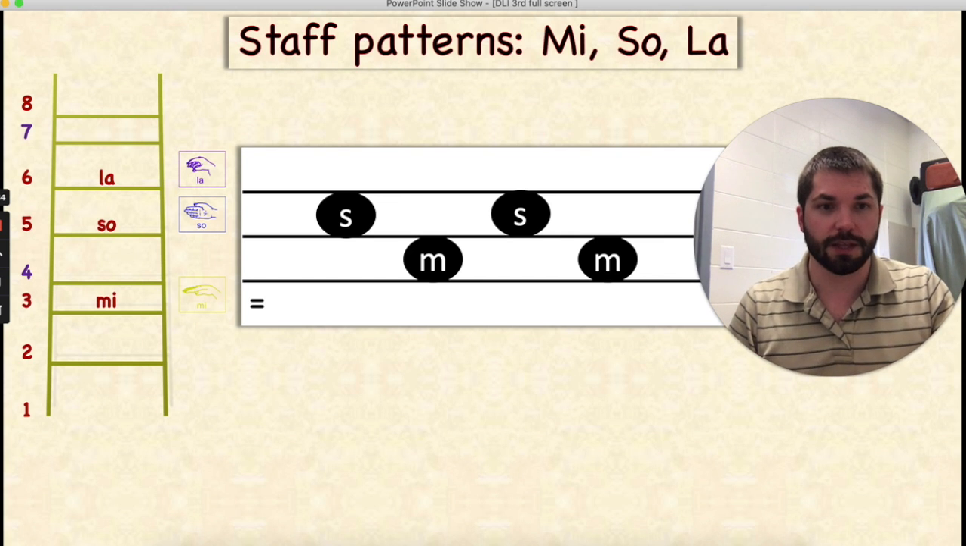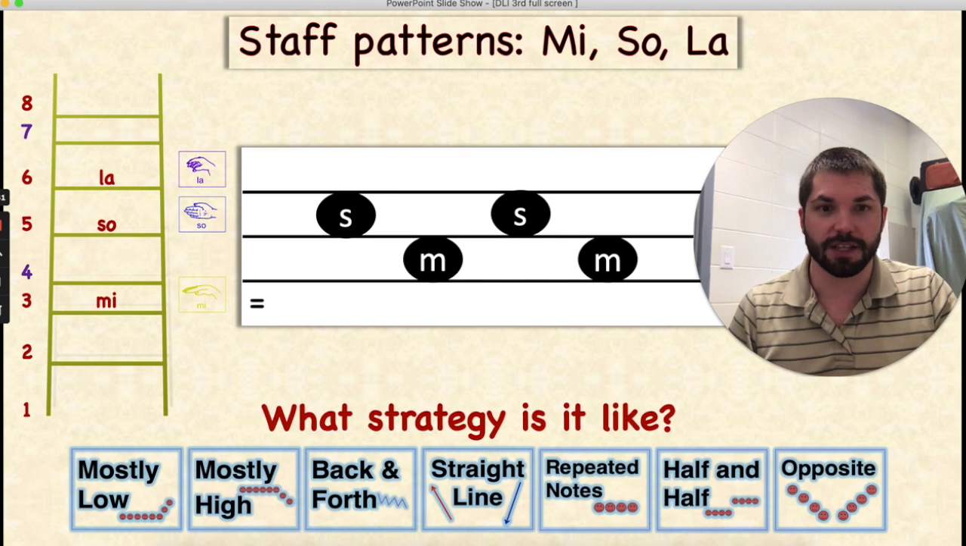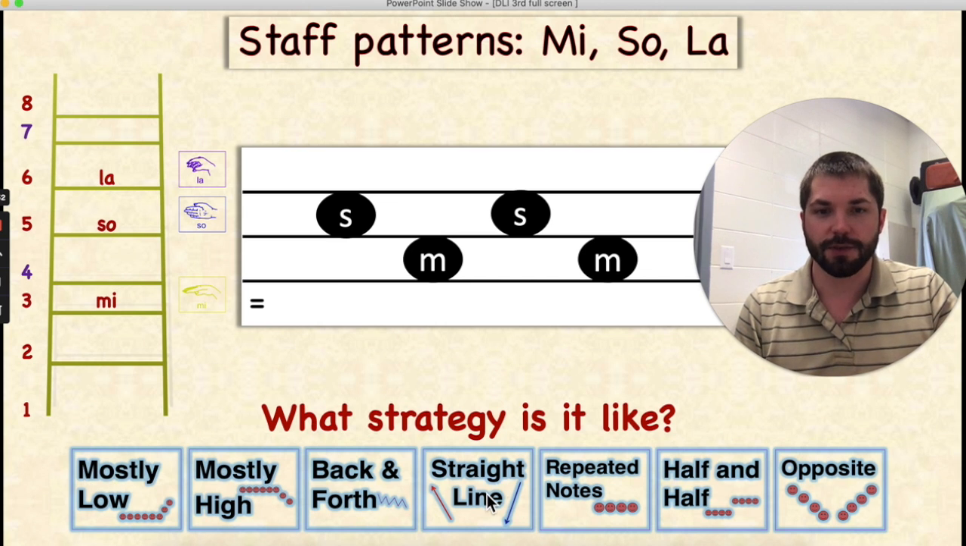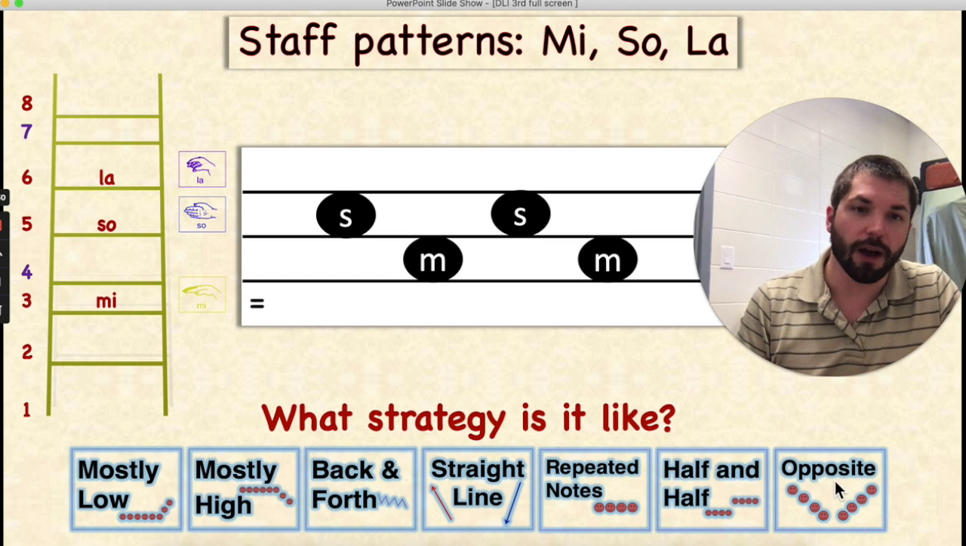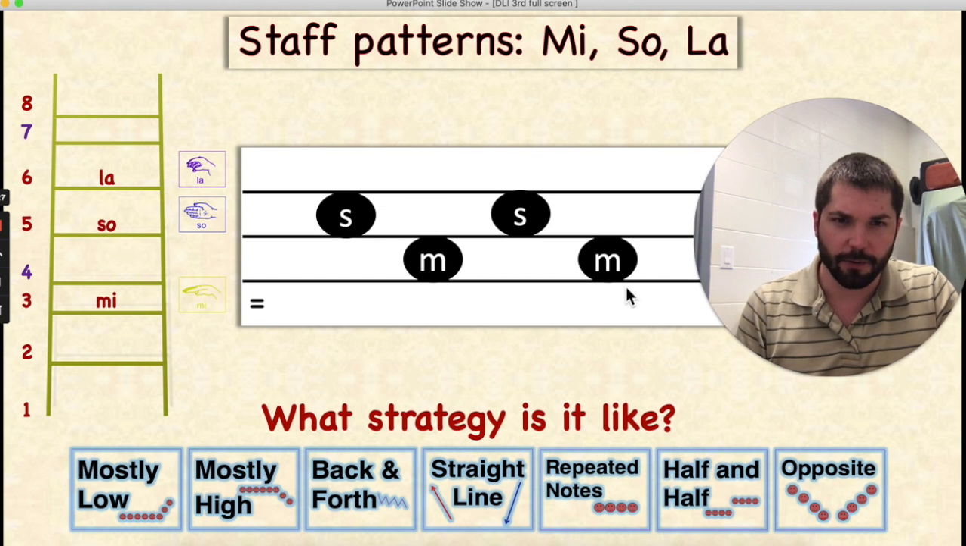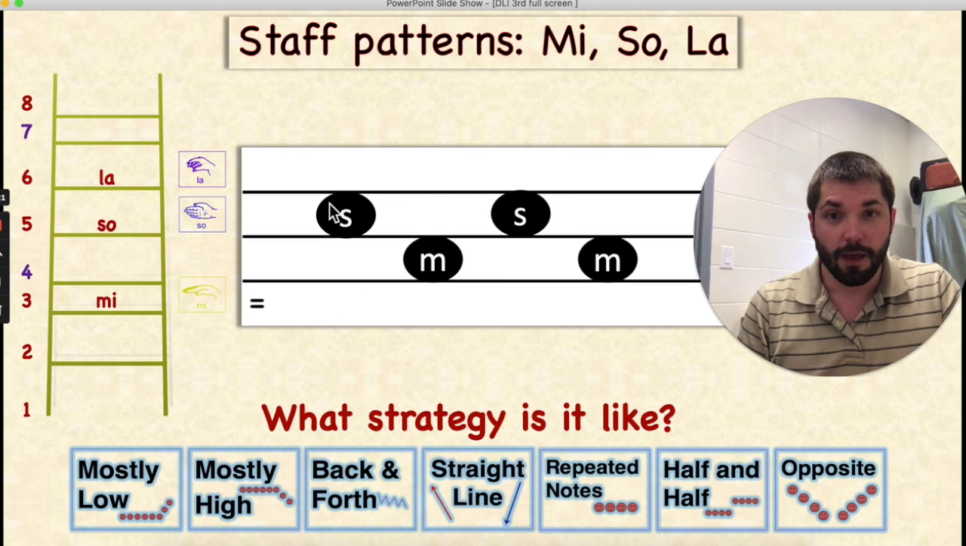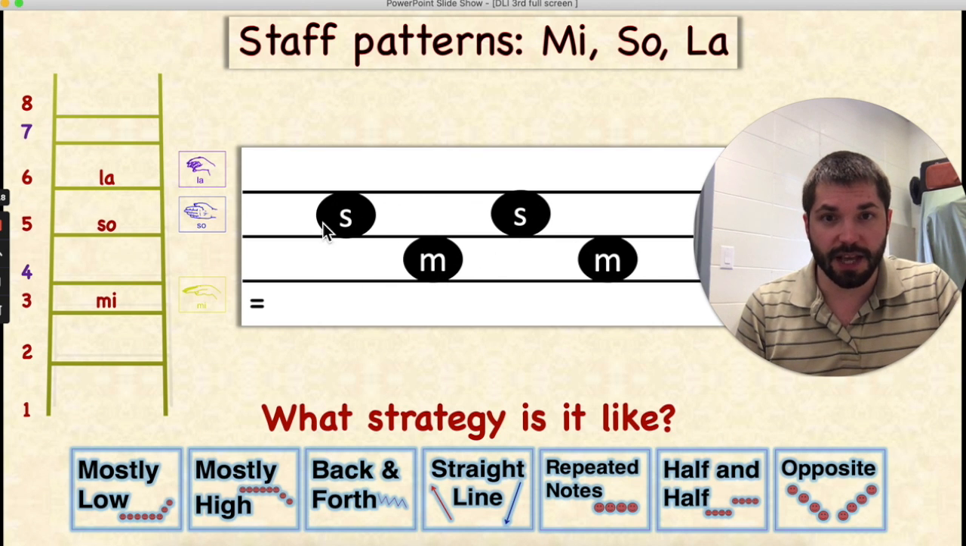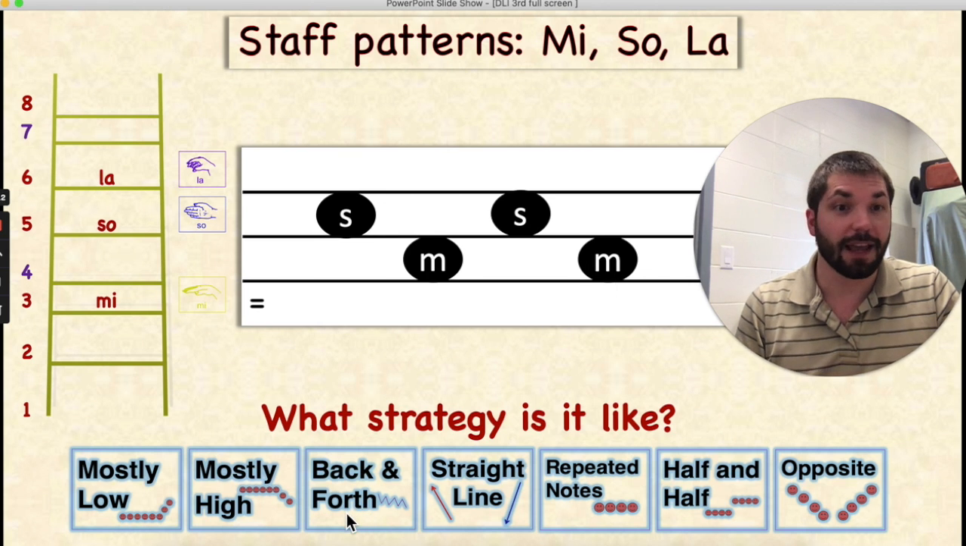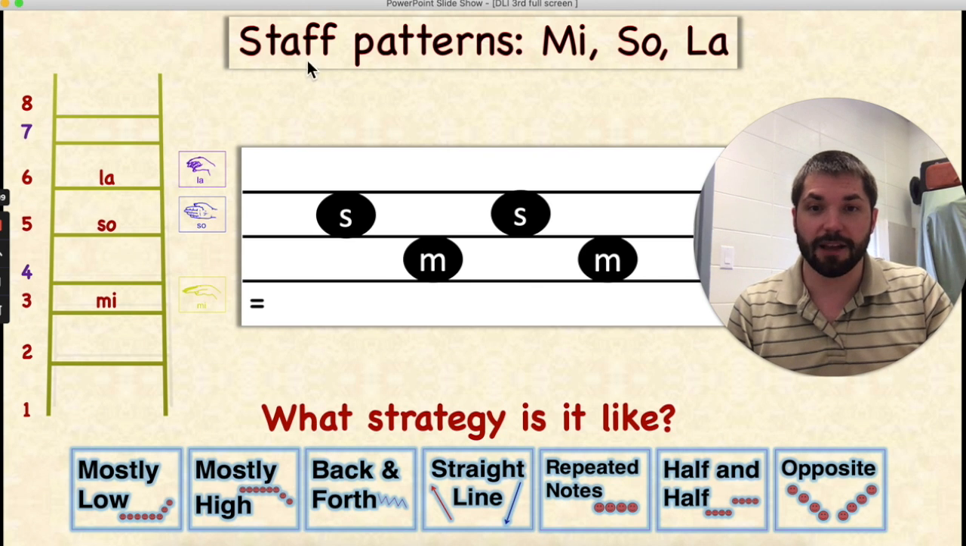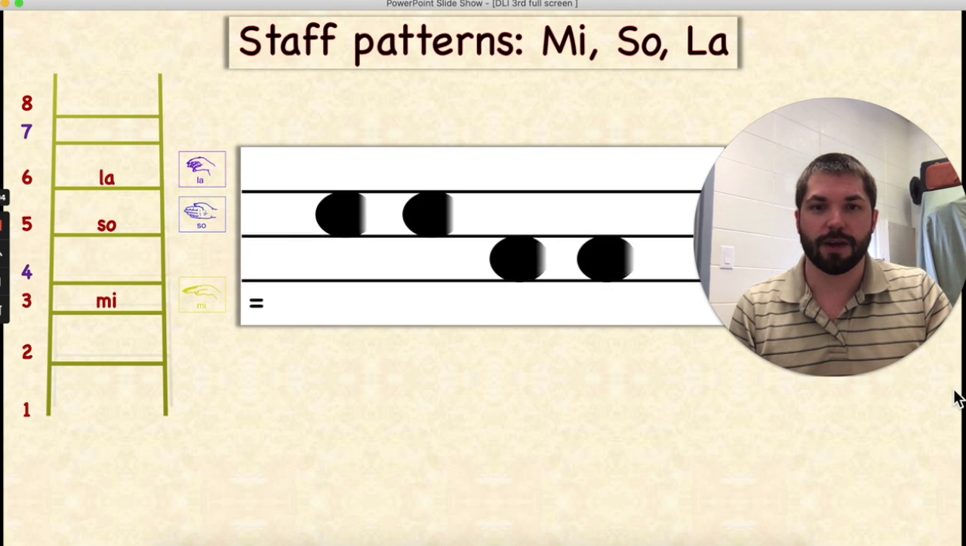Okay, now here's the new thing today. What strategy is this pattern like? We learned about our strategies here. We had 7 different choices: mostly low, mostly high, back and forth, straight line, repeated notes, half and half, or opposite. Let's look at this pattern. Which one does that seem to be following? What strategy or plan? Well, if I look at it, I see this zigzaggy shape from high, low. So that makes me think it's back and forth. Make sense? Back and forth. High, low.